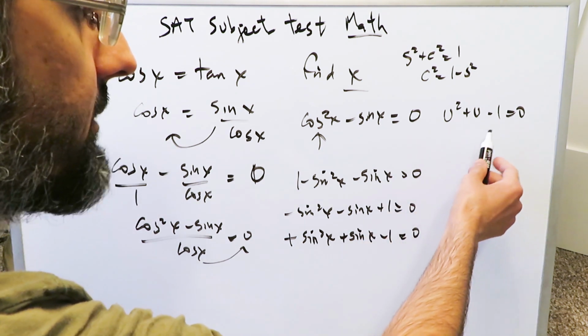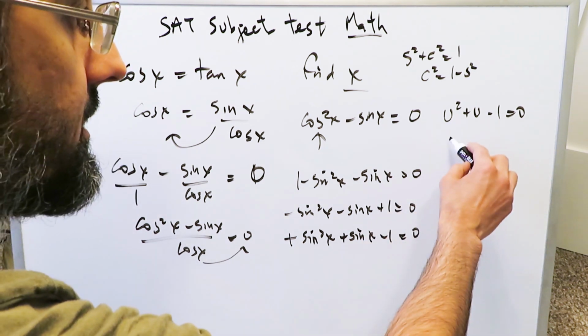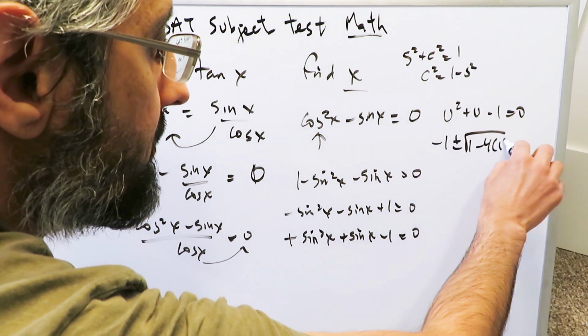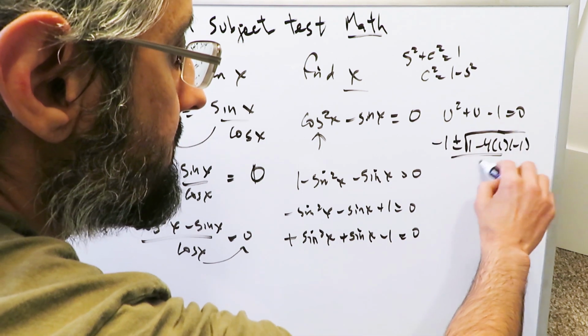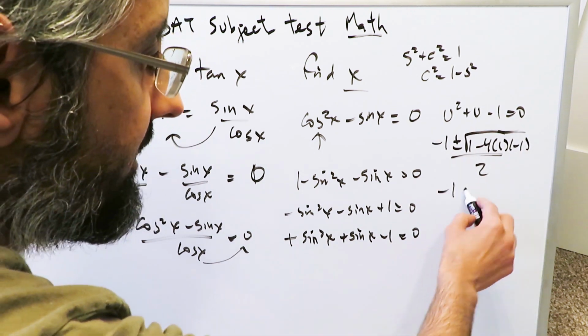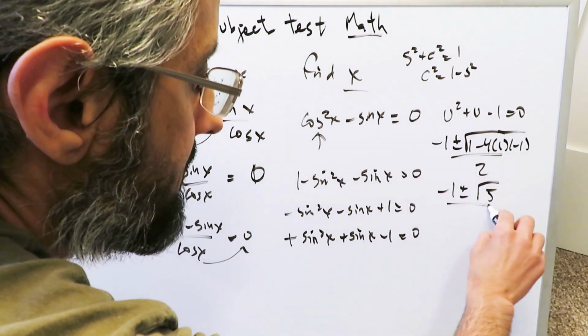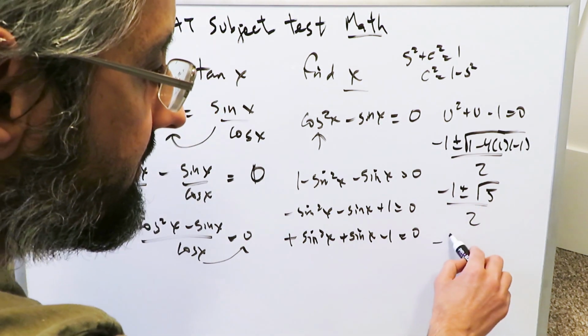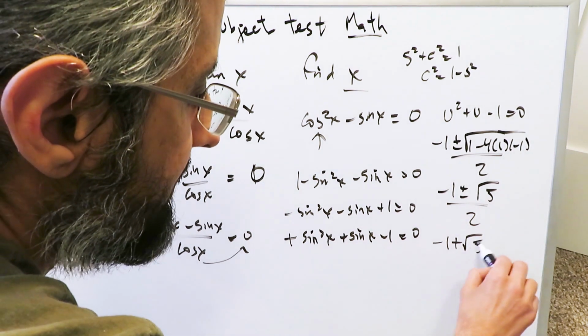Minus b plus minus square root of b square minus 4ac over 2a. You'll have minus 1 plus minus the square root of 1 squared minus 4 times 1 times minus 1, divided by 2. You'll have negative 1 plus minus root of 5 over 2. You can take out this minus 1 minus root 5 value and shoot it out because it won't be acceptable. You will only have this value right here.